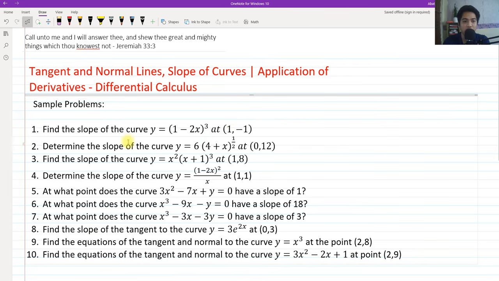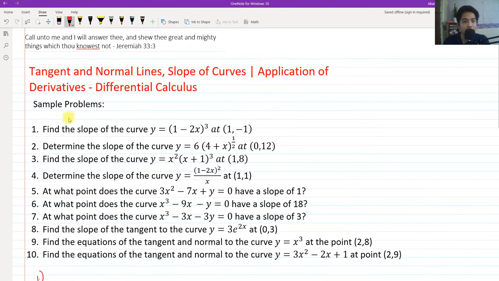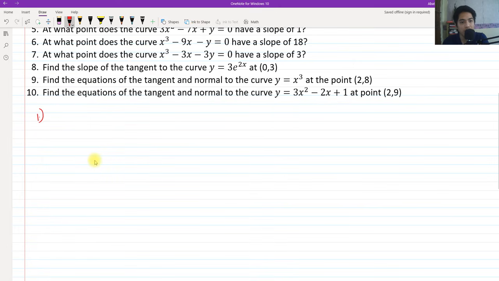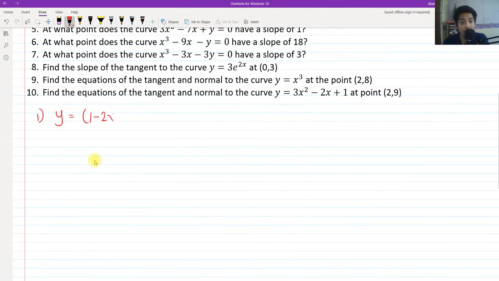Okay, so just tune in to our discussion. So for number one, it says find the slope of the curve y equals 1 minus 2x cubed at (1, -1). So we know that the slope is actually the first derivative. Actually that is the definition of slope, the first derivative. So we have (1, -1) here. So we're going to find the slope of this curve at this point, (1, -1).